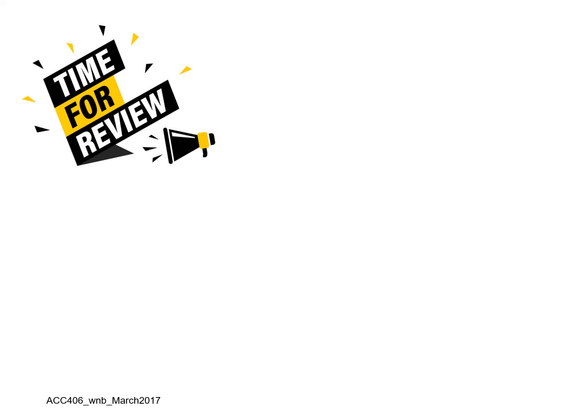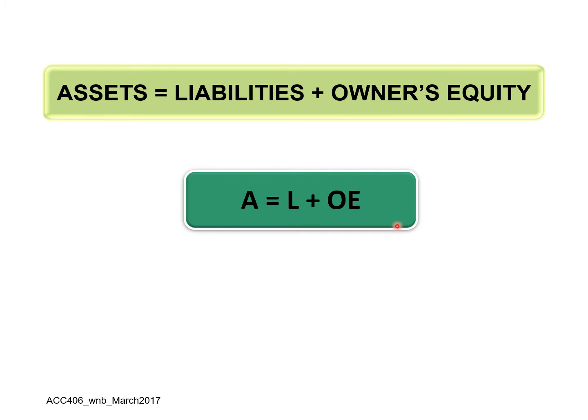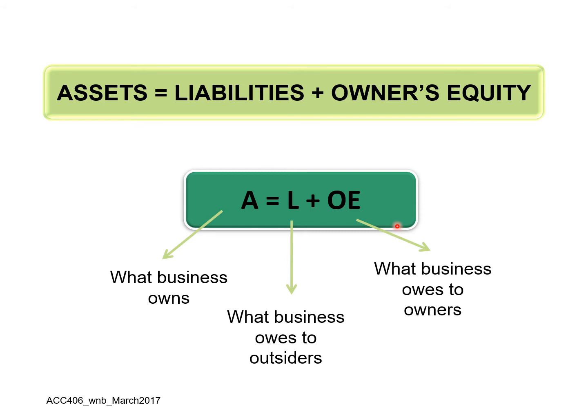Right, it's time for review. This one adalah part 2 untuk you punya accounting equation and classification. So, apa yang kita dah belajar sebelum ni, kita dah tahu equation which is asset sama dengan liabilities tambah dengan owner's equity. So, that is the short form. A equal to L plus OE.